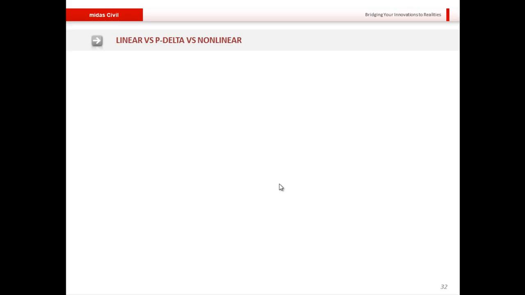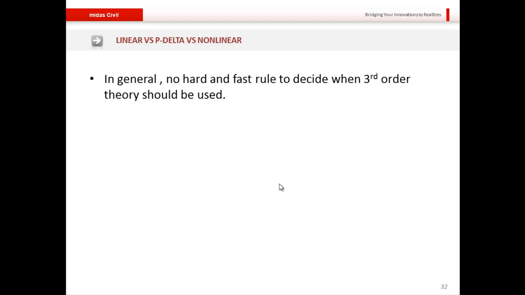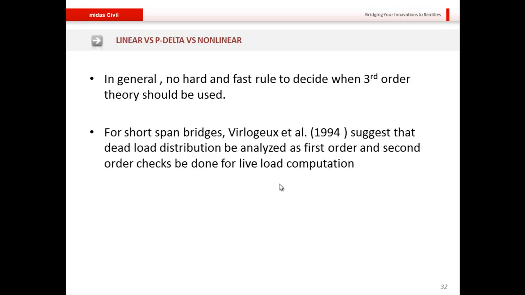Now one question that may come to you is what is the cutoff? When should we use linear? When should we use P delta? And when should we use nonlinear analysis? In general, there are no hard and fast rules to decide when a third order theory should really be used. For the most part, engineers agree that the second order effects are quite sufficient. However, for short span bridges, Viroglu and others have suggested that the dead load distribution be first analyzed as first order, and second order checks be done only for live load computation, as I had mentioned before.